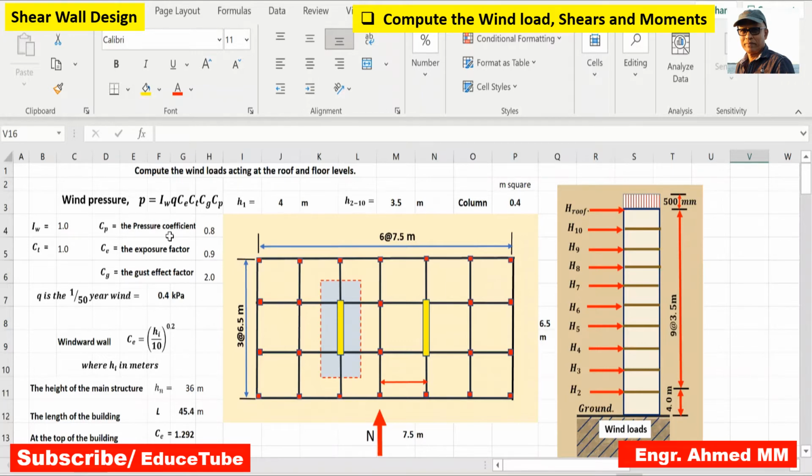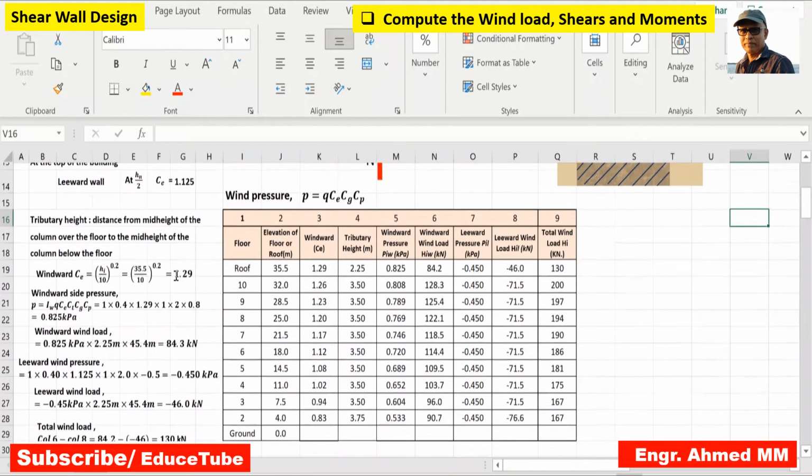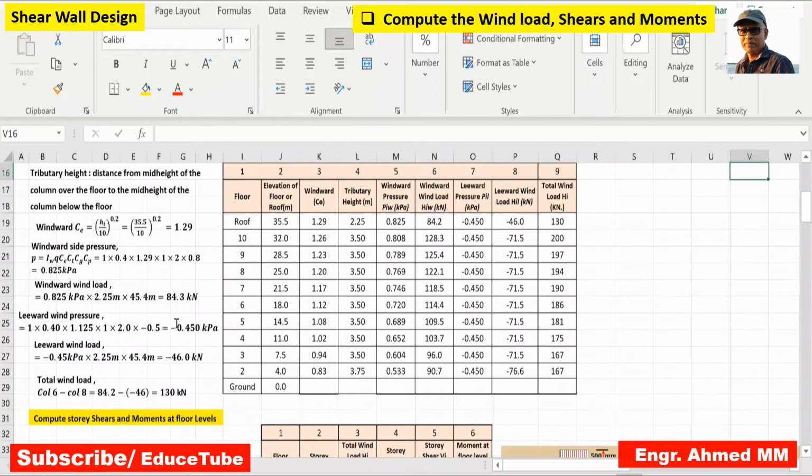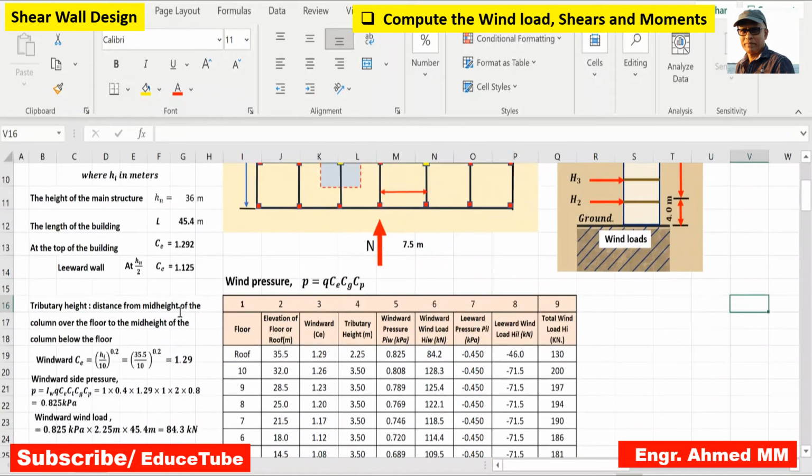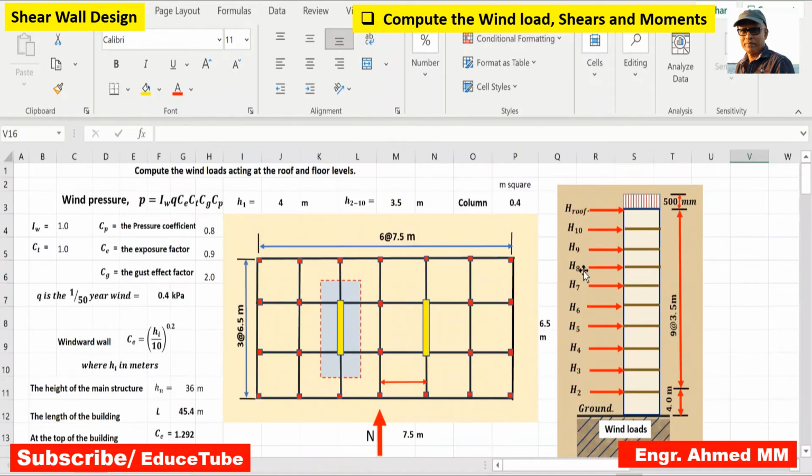For the pressure coefficient, for the windward wall it will be 0.8, but for the leeward wall, as we can see, it will be minus 0.5. Q is the 1/50-year wind. It is 0.4 kPa.